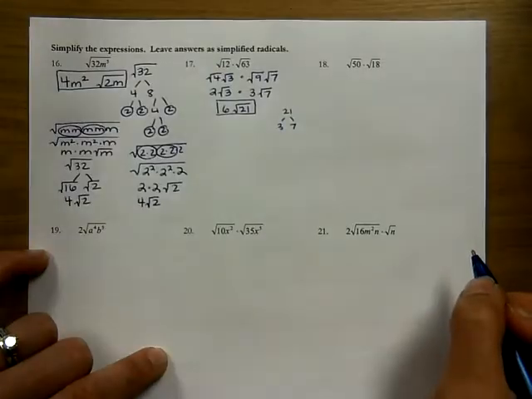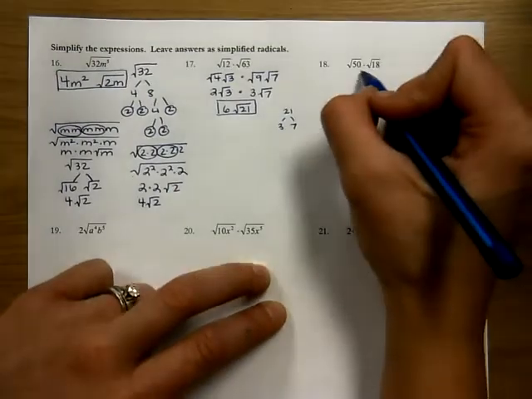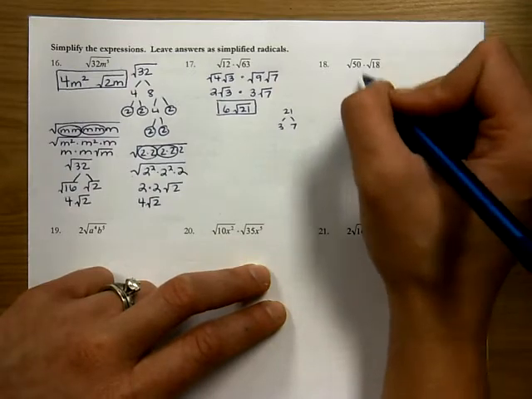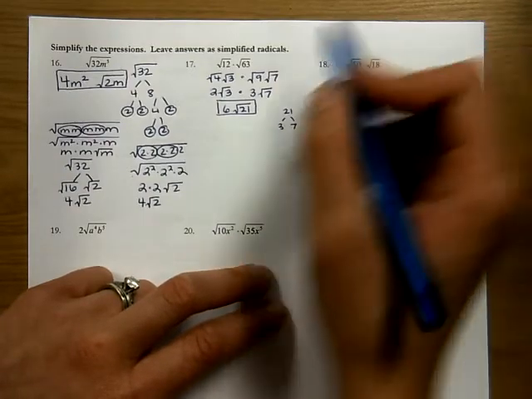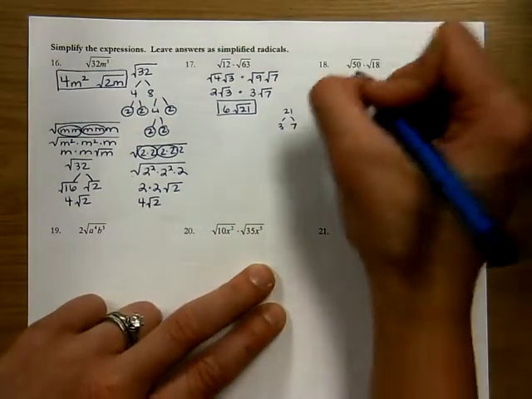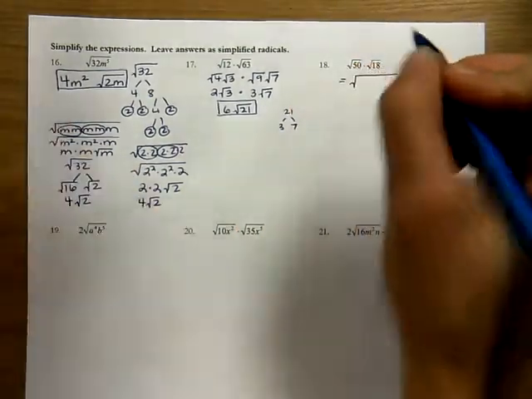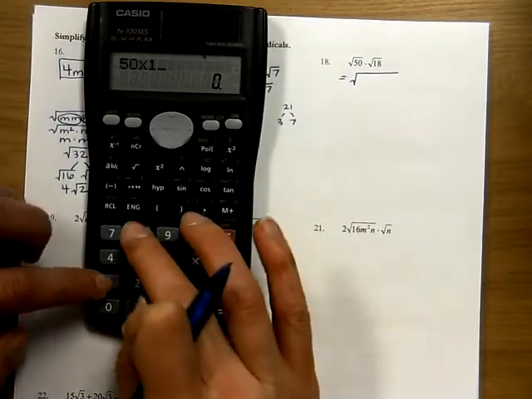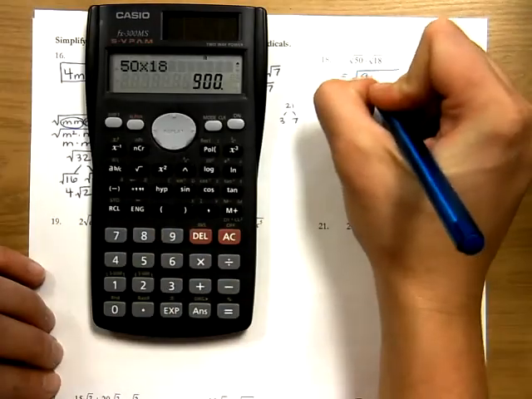There's my final answer. For number 18, again, I can either multiply them together first and then simplify it, or simplify each of them separately, then multiply. Since we simplified first and then multiplied, I'm going to do it the opposite order here. This becomes the square root of, I multiply the two radicands, 50 times 18, and I get 900.